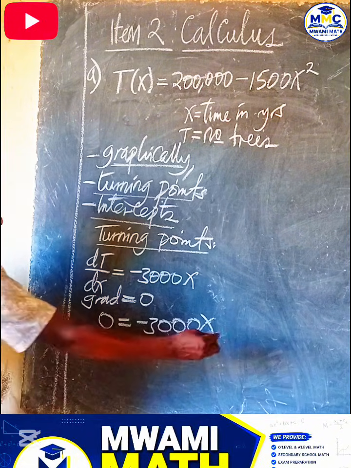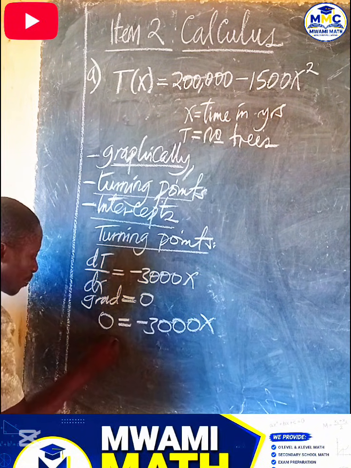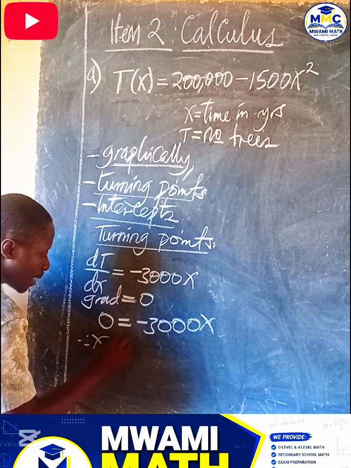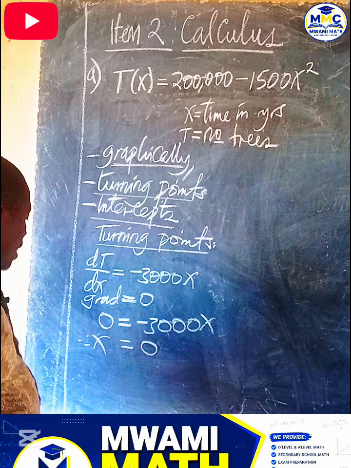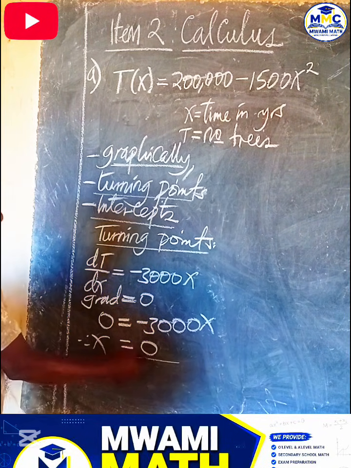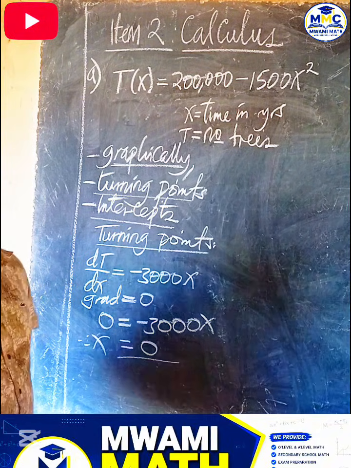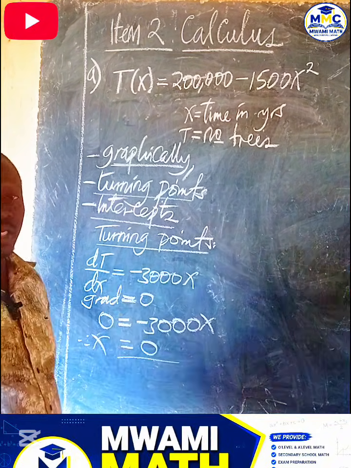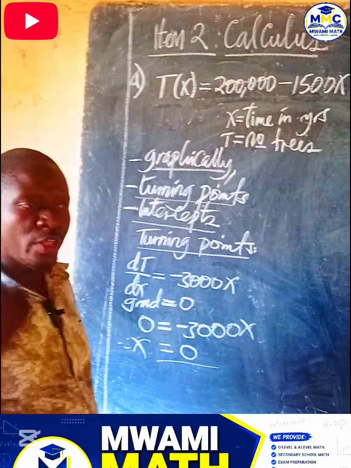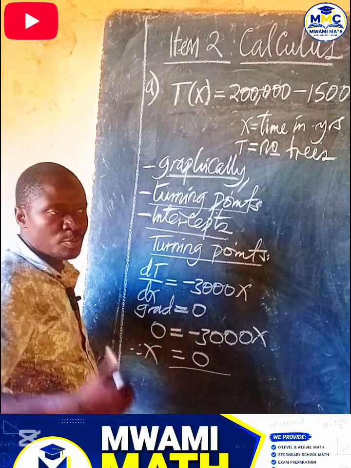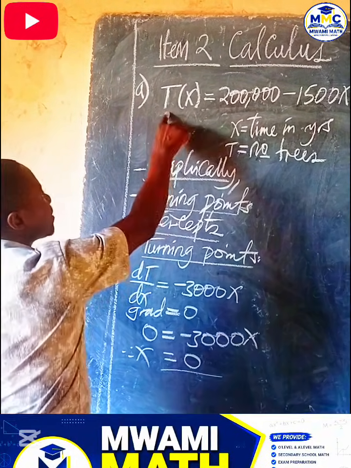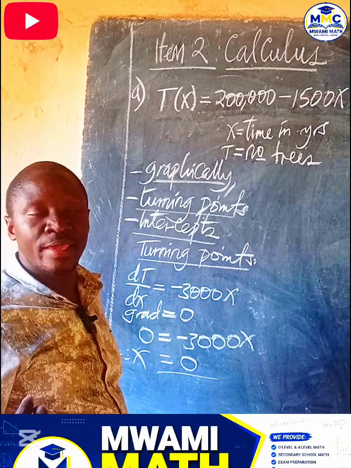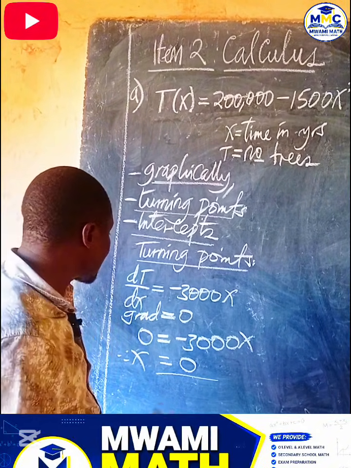Divide both sides by negative 3,000. So we shall come up with, therefore, our x is equal to 0. So, having found the value of our x, we are now required to get the point or the coordinate of that point by getting the value of t(x). Our t(x) is like y on a coordinate axis.